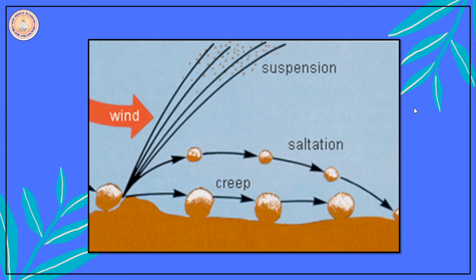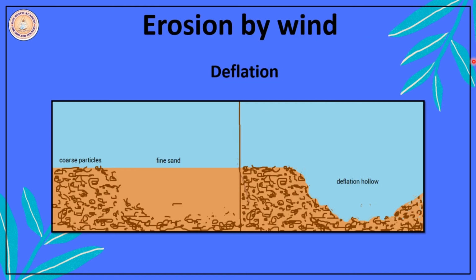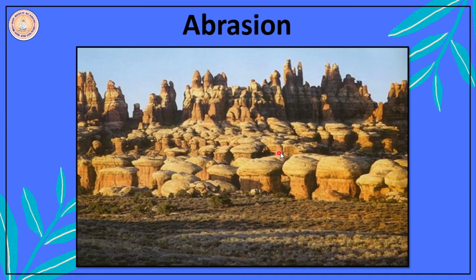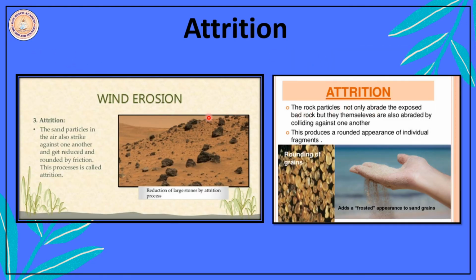So today we have learned how the wind does the work of deflation, then it does the work of abrasion, that is polishing, and how it does the work of attrition, that is, each particle is polishing one another, rounding one another and bringing them to become smaller and smaller.